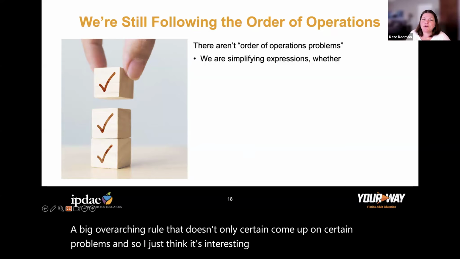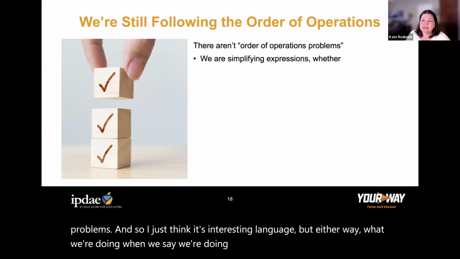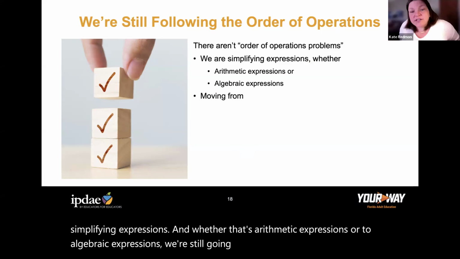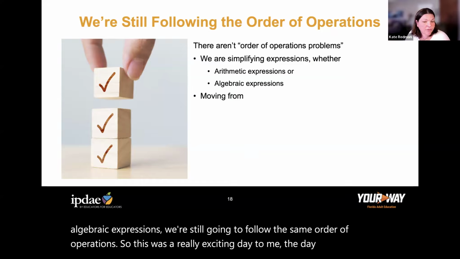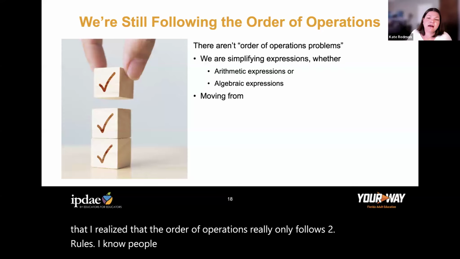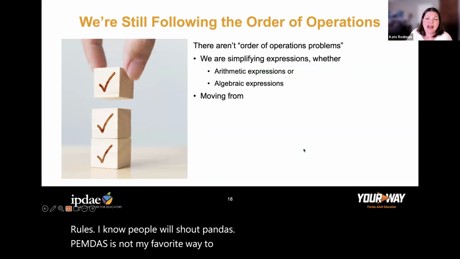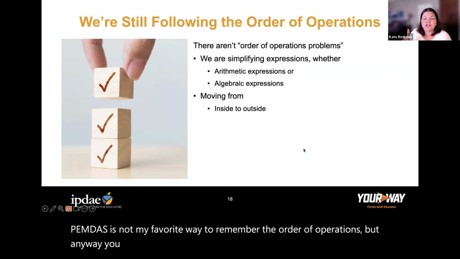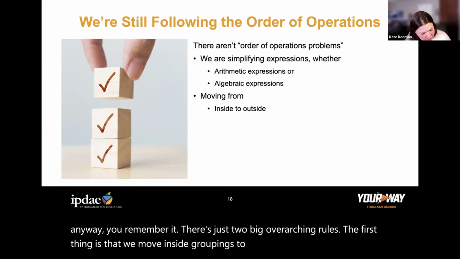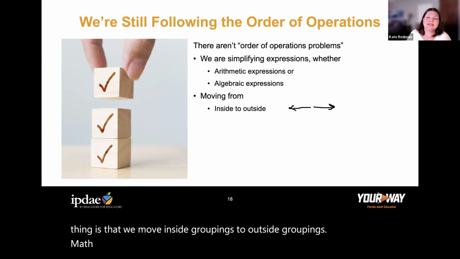But either way, what we're doing when we say we're doing order of operations problems is we're simplifying expressions. And whether that's arithmetic expressions or algebraic expressions, we're still going to follow the same order of operations. So this was a really exciting day to me, the day that I realized that the order of operations really only follows two rules. I know people will shout, PEMDAS! PEMDAS is not my favorite way to remember the order of operations, but any way you remember it, there's just two big overarching rules. The first thing is that we move inside groupings to outside groupings. Math is an inside to outside language. It's a nesting language. So innermost to outermost.